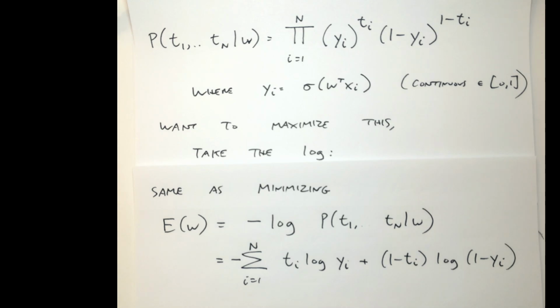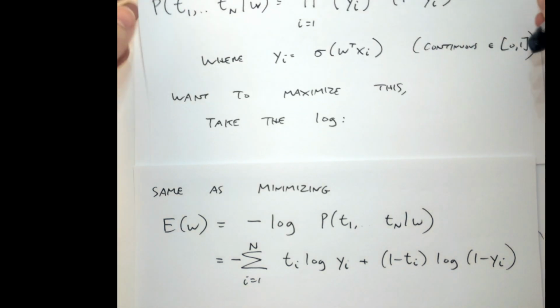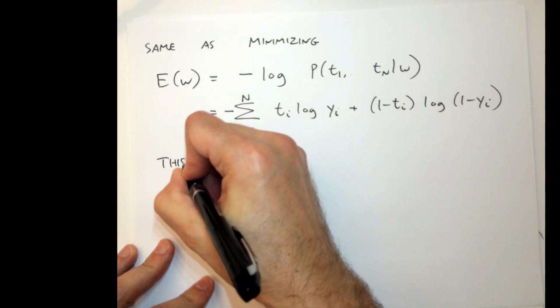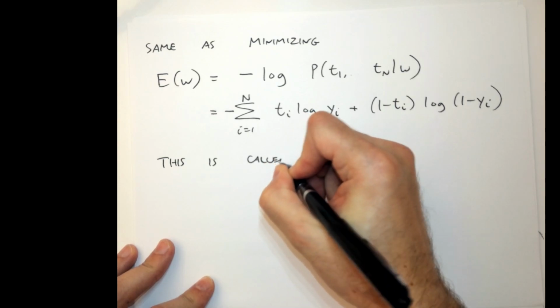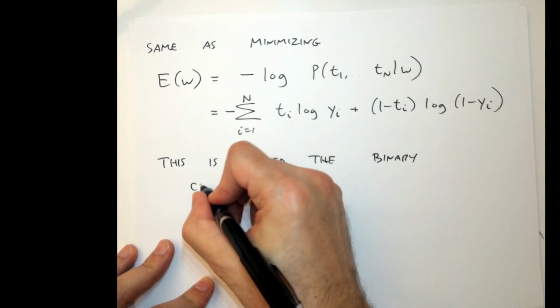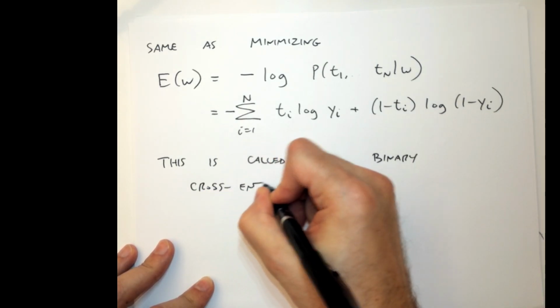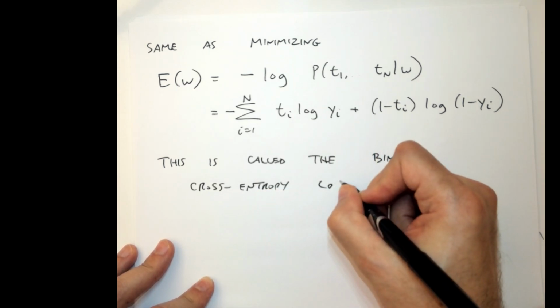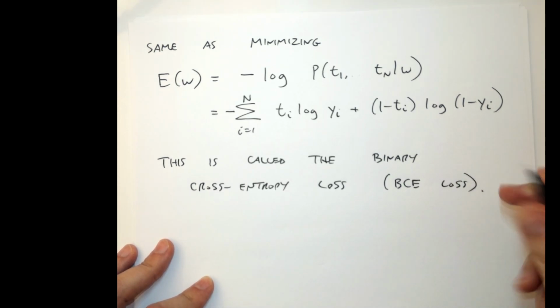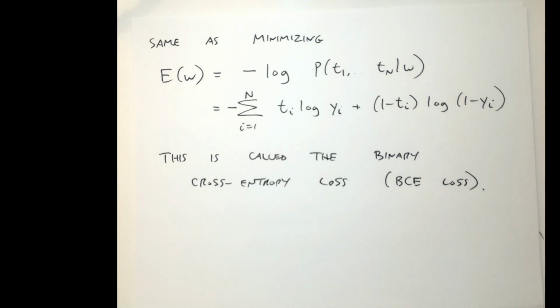Okay, so this is the result that I really wanted to get to and talk about. This is called the binary cross entropy loss, or BCE loss. And again, what is the interpretation of this?